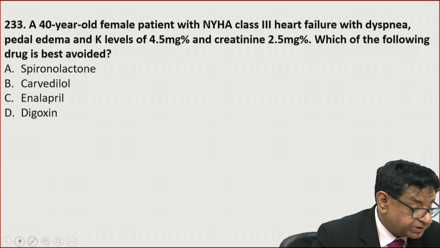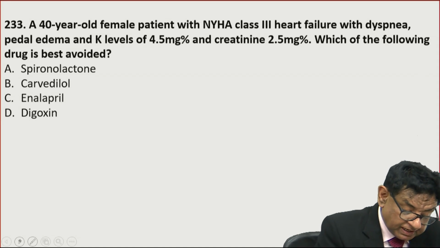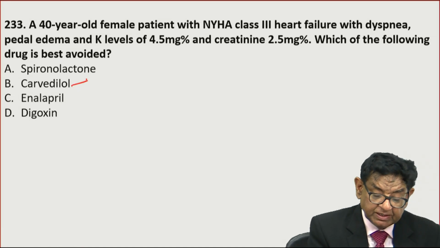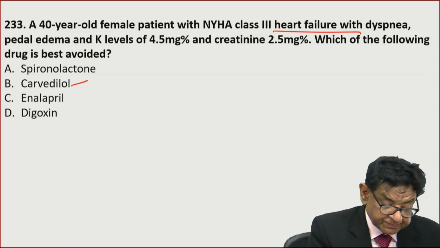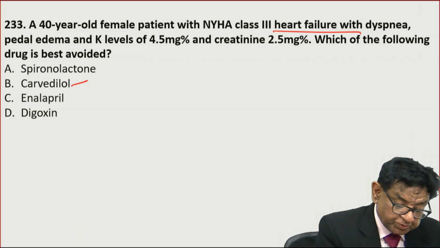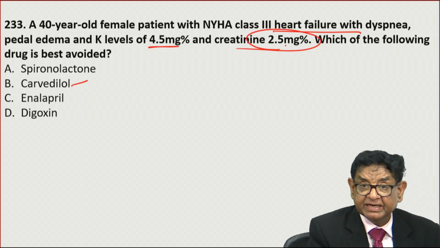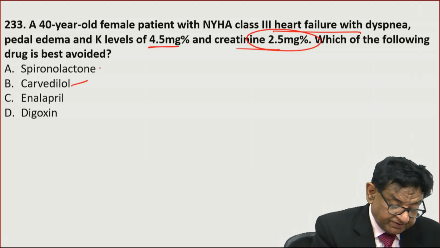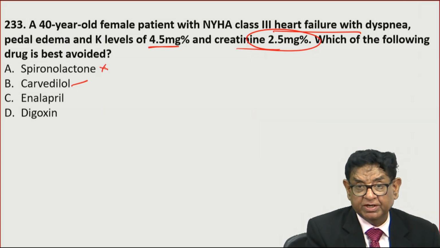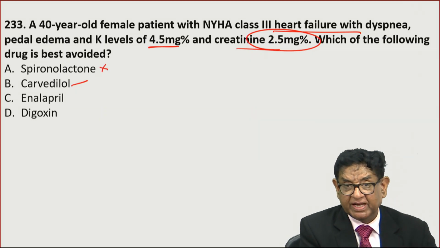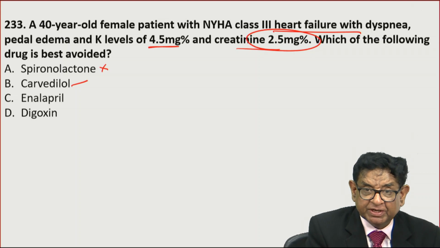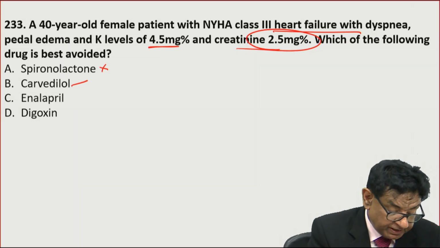Question 233. The answer is carvedilol. The patient has heart failure with dyspnea. The potassium level is and creatinine is high, which means the patient has CRF. In CRF we do not use spironolactone. Potassium level is already 4.5. If we use it, it may further increase potassium, which could be dangerous.